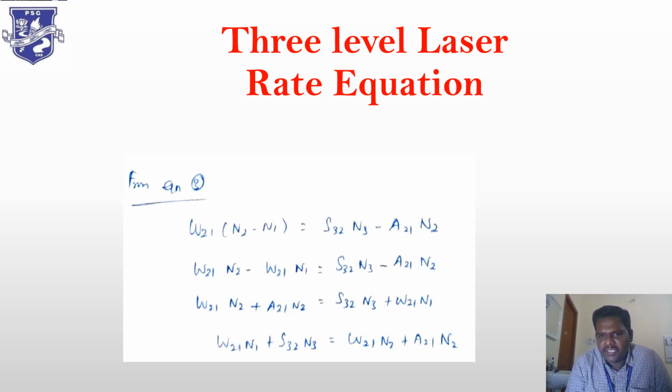So this negative term A21 N2, while moving from the left hand side to the right hand side, becomes positive. Like that, this W21 N1 from the left hand side will move to the right hand side. This negative term, while moving towards the right hand side, will become positive. After that we are just relocating the required terms in a proper way as mentioned here.